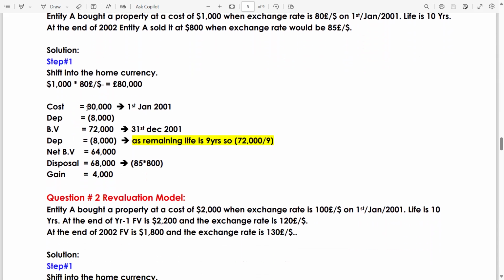Cost is 80,000 at 1st Jan 2001. Depreciation: 80,000 divided by 10 gives you 8,000. Book value is 72,000 at 31st December 2001. Depreciation again 8,000. How 8,000? As the remaining life is 9 years, so 72,000 divided by 9 is 8,000. 72,000 minus 8,000 is 64,000 net book value.